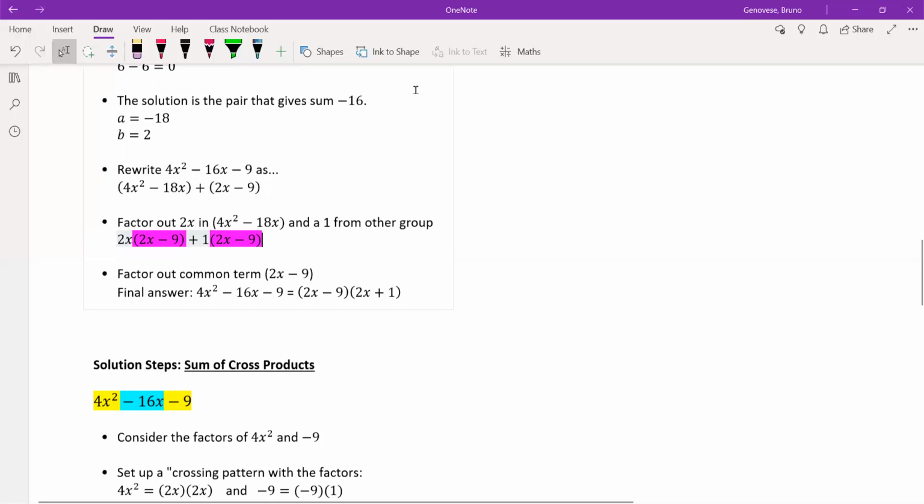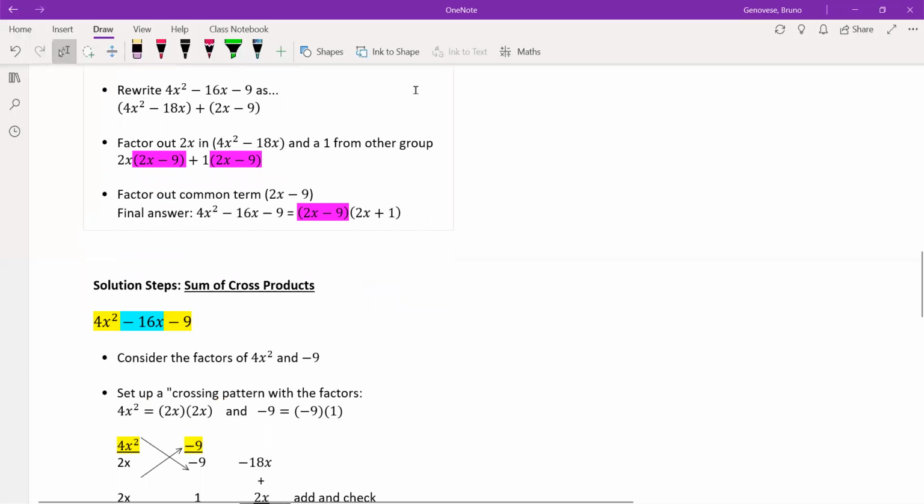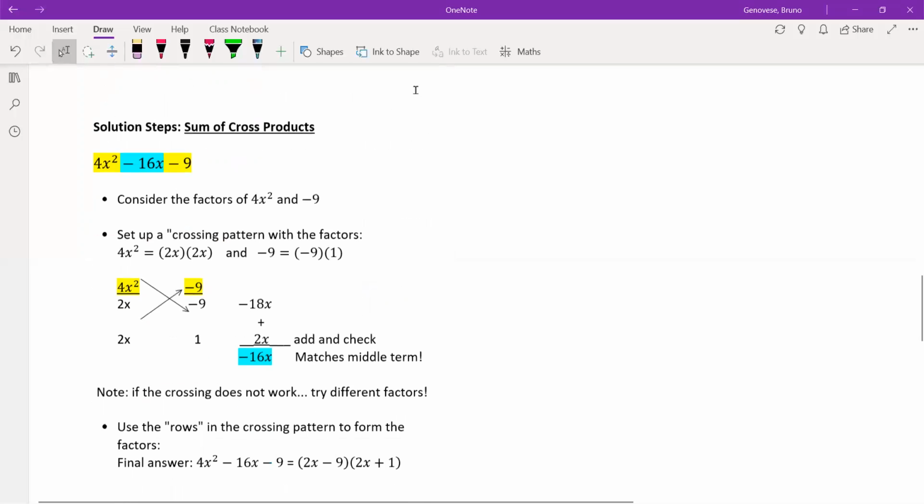And that's good to know because now the remaining portion, or the remaining factor, will be the 2x plus 1. Okay, so this was the common part. And this is the uncommon part, the remaining factor. And there's your final answer. So that's decomposition. Sum of cross products, not for everyone, but for some students you might like it.